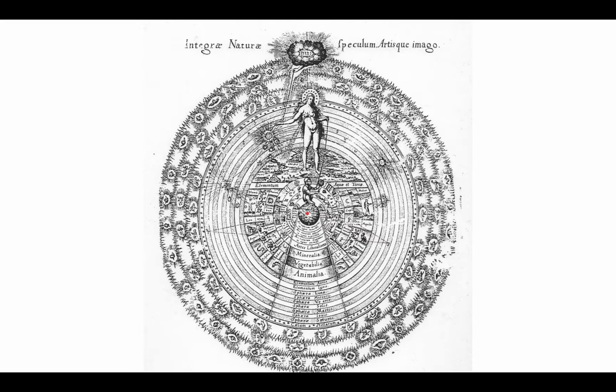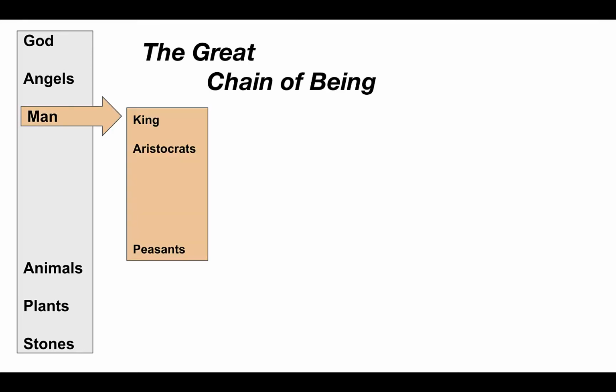Now, as this implies, when they thought about the inhabitants of that universe, they thought of a hierarchy. So what we're going to see here on the screen is this great chain of being and how it was organized. At the top, we had the celestial hierarchy. The celestial hierarchy consisted of God and the angels, man, animals, plants, and stones. So as you see on the left here.